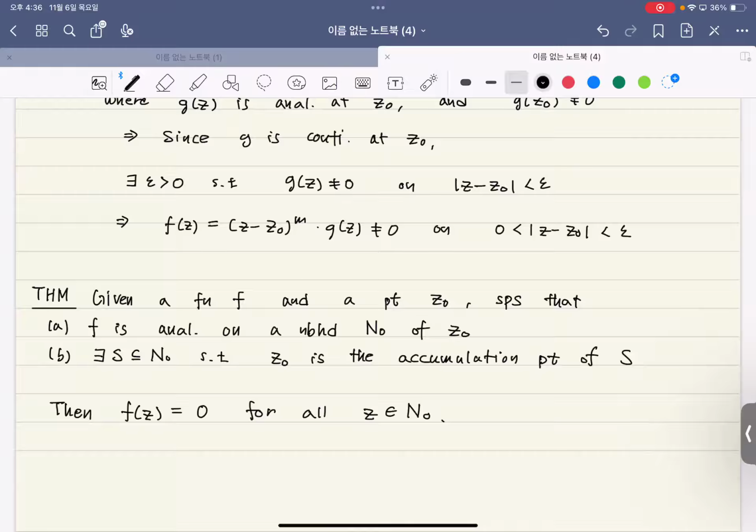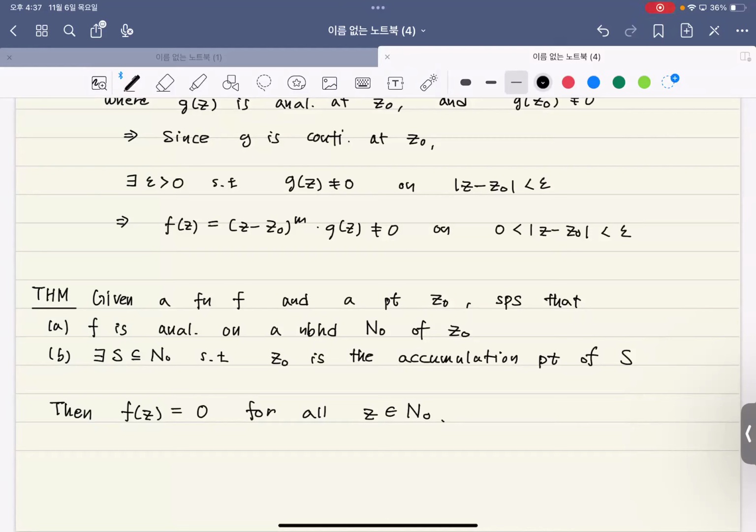Do you remember the definition of the accumulation point? What is an accumulation point? Well, suppose that my subset S has infinitely many points. If you can find a subsequence consisting of points in S which is converging to some point z, then this point is called an accumulation point of this set, right? Do you remember?